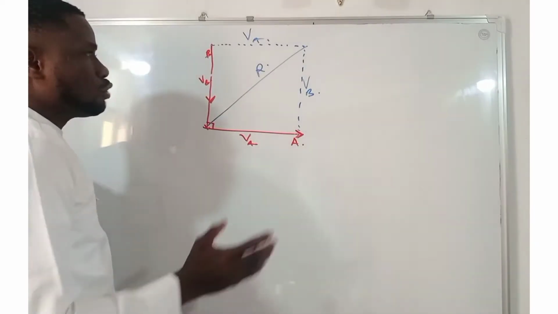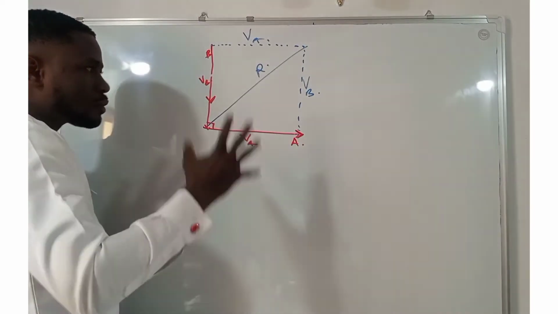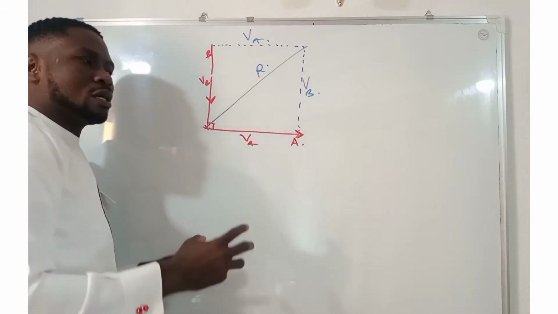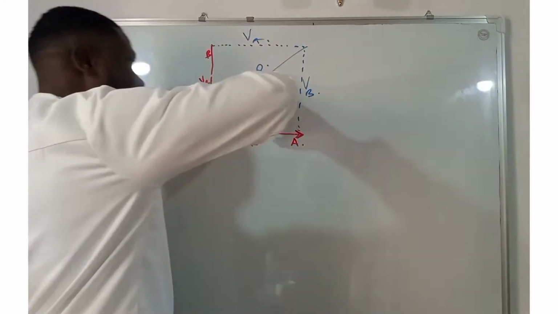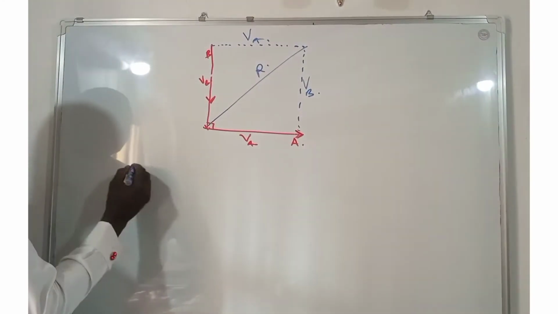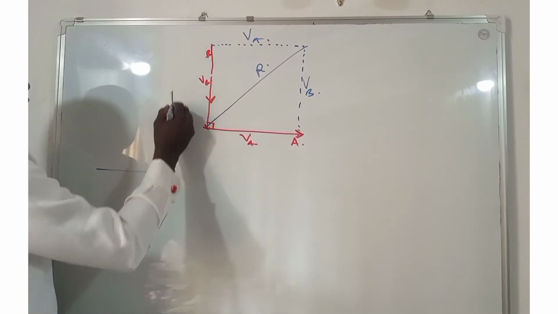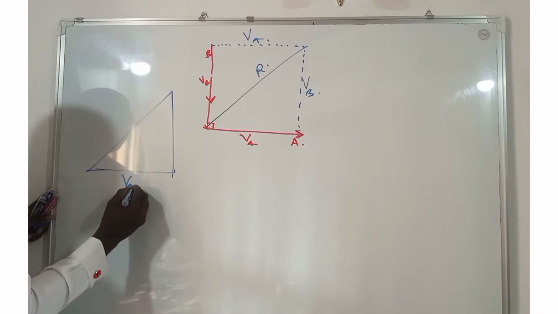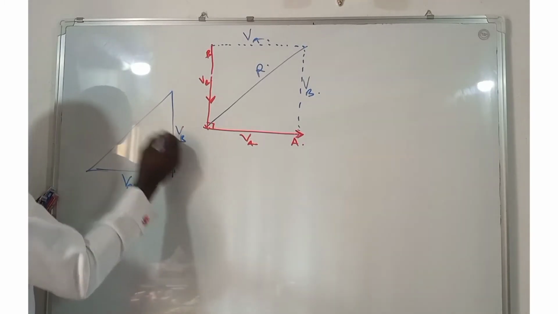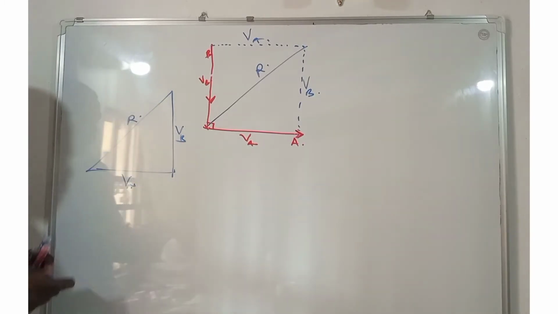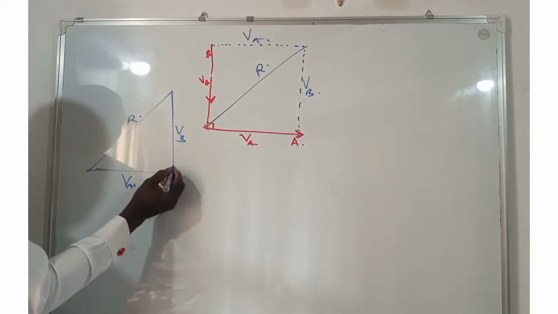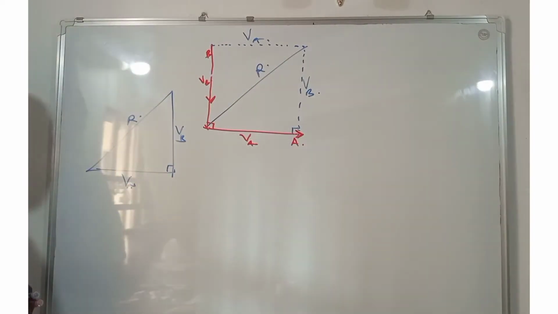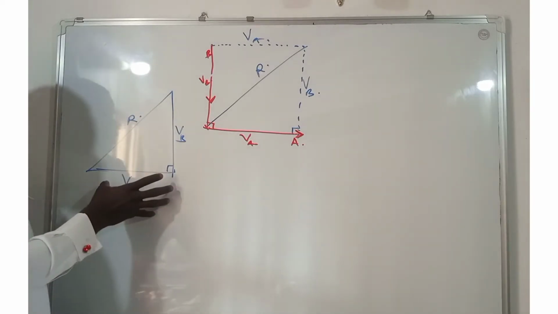So we now have two triangles, this triangle and this triangle. You may decide to use one of them. So if I decide to remove this triangle, I will have something like this. This is VA, this is VB, and this is R. Now from here, of course, here will be 90 degrees. Here is 90 degrees. And what does this tell us? That this is a right angle triangle.